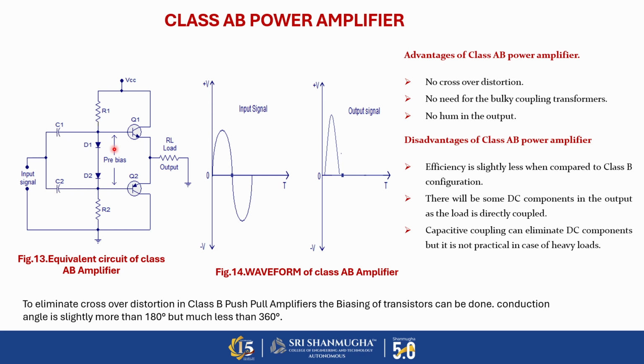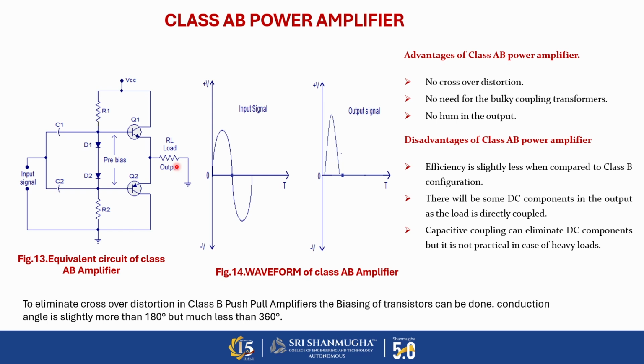So the efficiency of the class AB amplifier is very high, slightly higher than the class A amplifier. Since the active devices are slightly pre-biased, a small amount of collector current flows in the amplifier circuit, and for this reason it slightly reduces the efficiency. Typically, the efficiency of a well-designed class AB power amplifier is around 70%. The output characteristics of the class AB amplifier are shown in the next slide.